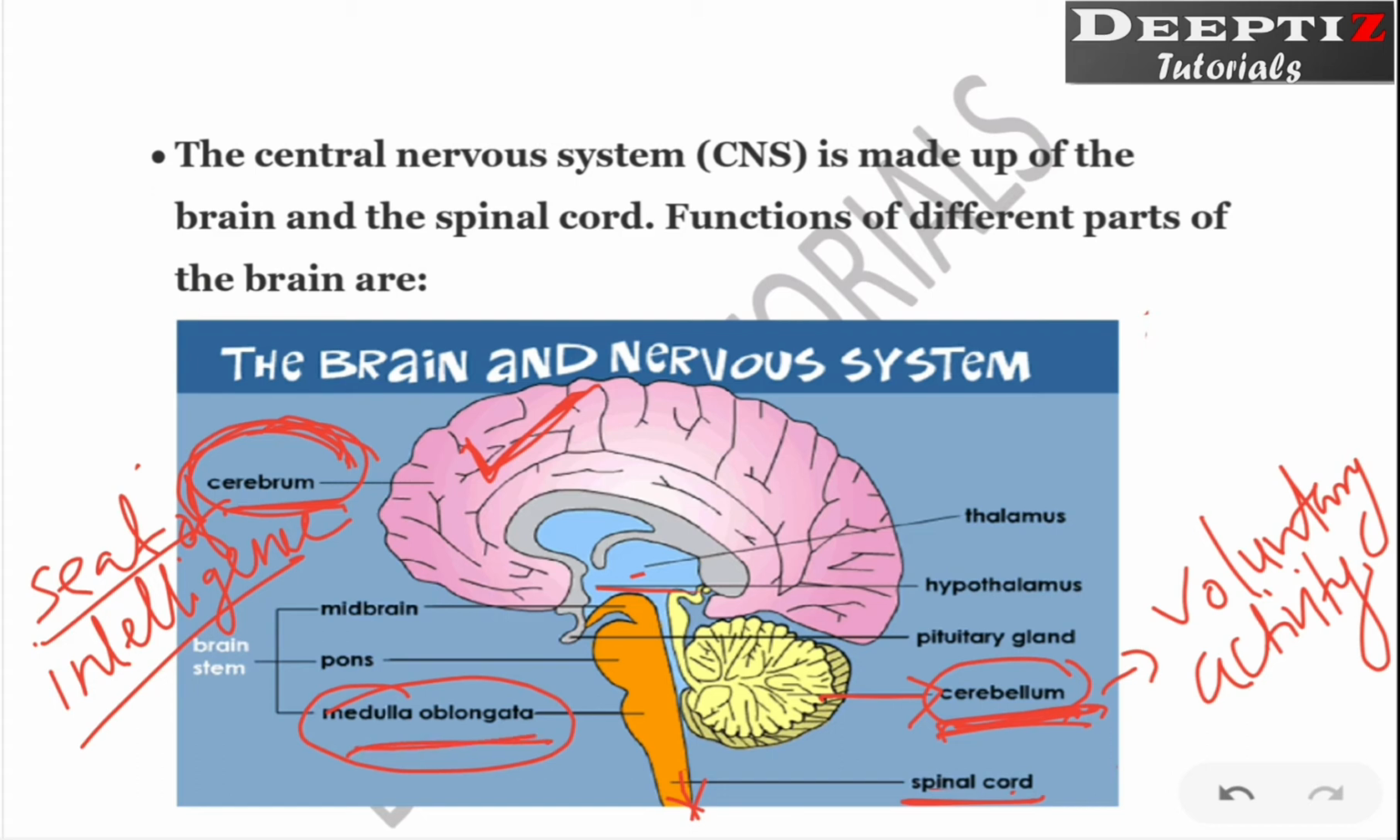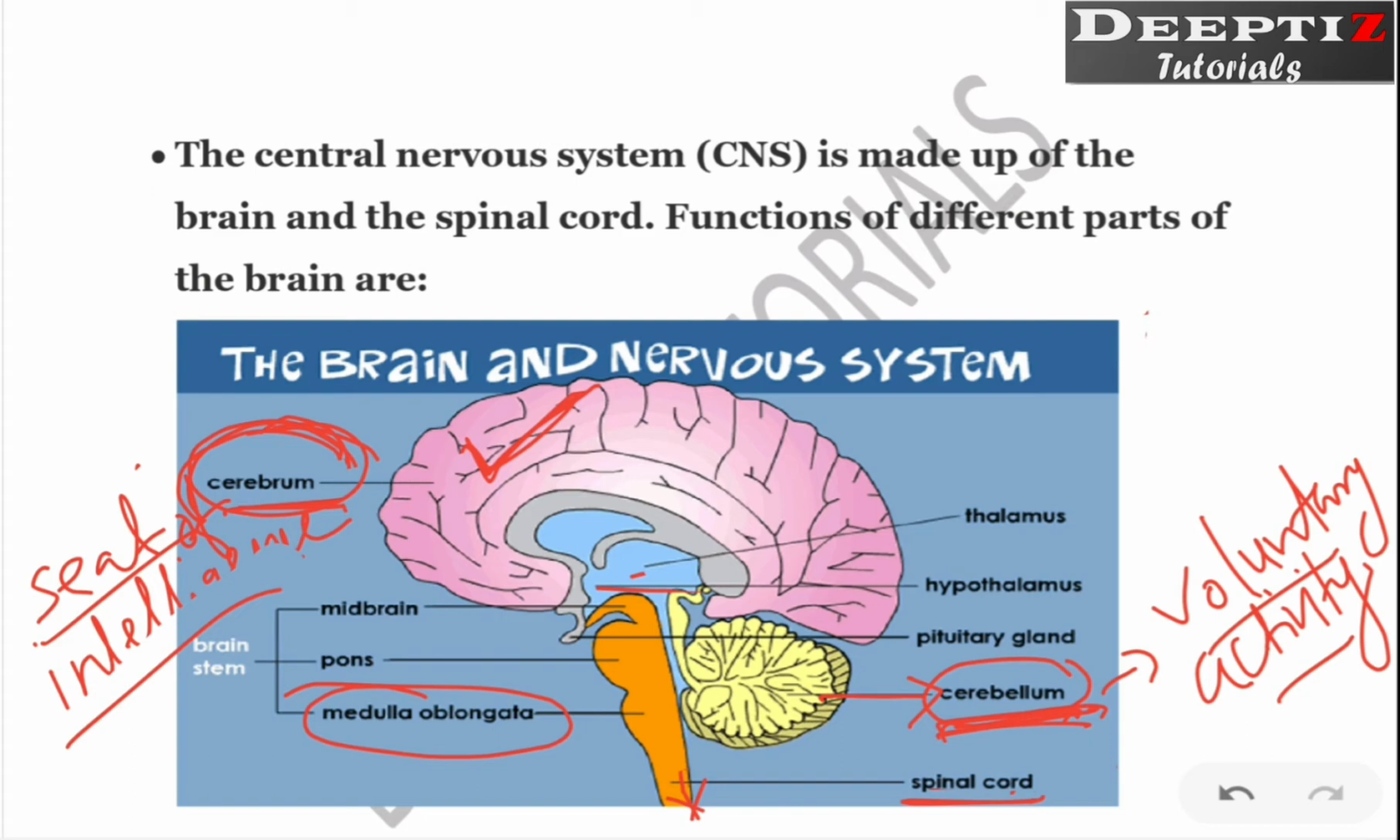And the third important portion which we can see in the question paper, many of the time we get a question like, which portion of the brain is termed as the seat of intelligence, which part of the brain is controlling voluntary activity. Same way we may get a question, what is the function of medulla oblongata? The function of medulla oblongata is to control involuntary activity.